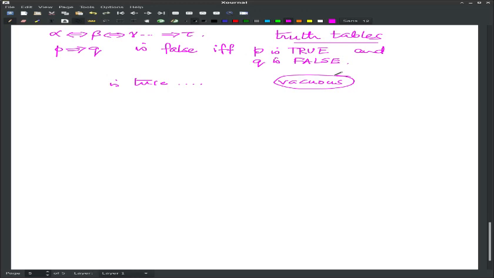I'll still leave it to you to read it, understand it, and if you have further problems, then we'll come to it. Vacuous implication is one of the real surprising places. It is the powerhouse of surprise. So be careful.